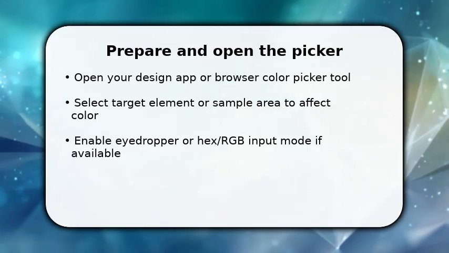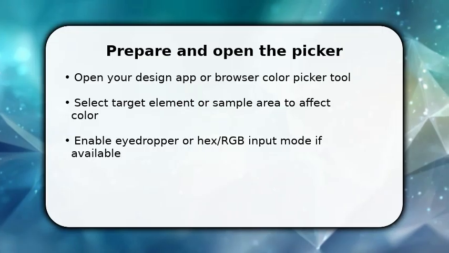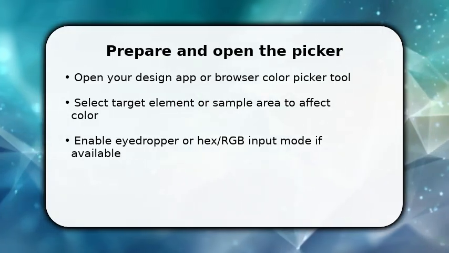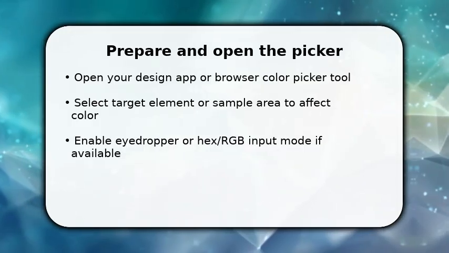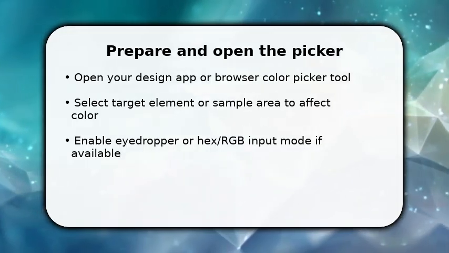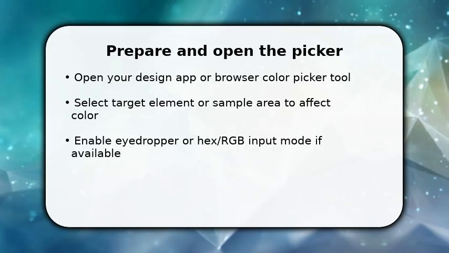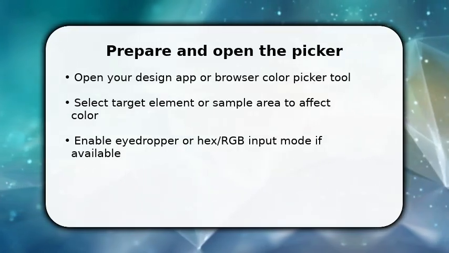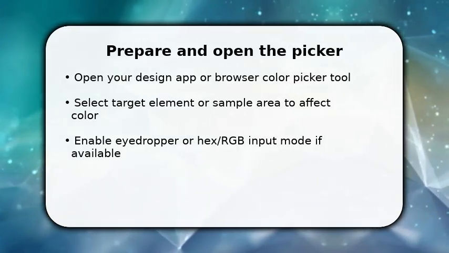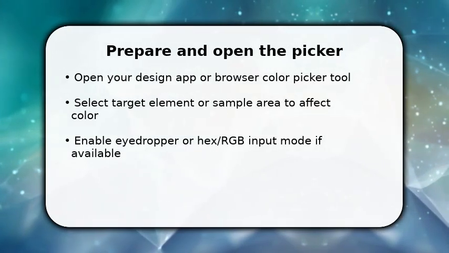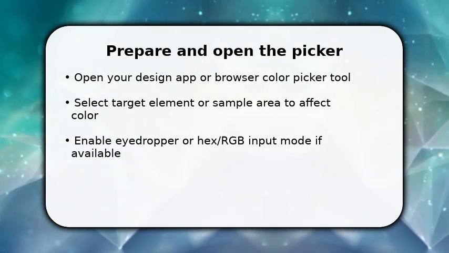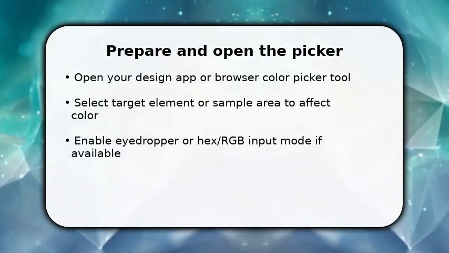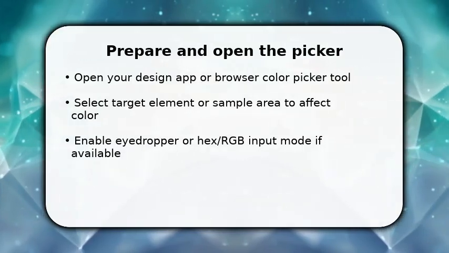You start by opening the tool and selecting the element you want to change. Once done, choose the eyedropper or switch to hex/RGB input so you control exact values. You'll want snapping or sampling enabled for precision. That reduces guesswork. Make sure your document uses the correct color space, sRGB for web. This sets a reliable baseline so subsequent adjustments remain consistent across devices and export formats.